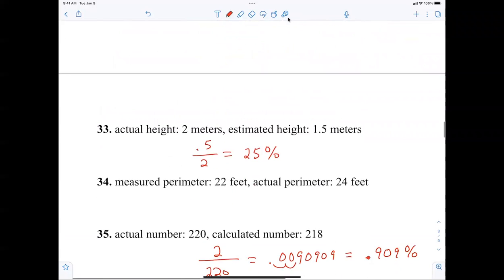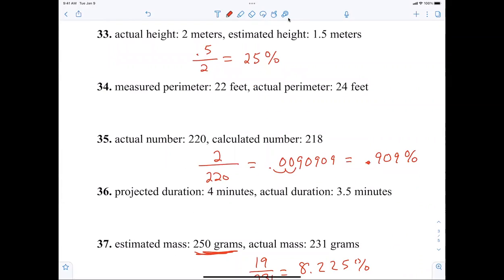All right, Noah, 34. 22, 2 after 24. 24, yes, sir. And that would be how much? 12. No, come on, you're doing all of them wrong if you think the answer is 12. 2 divided by 24 is what percentage? 8.8. Okay, so what percentage is that?